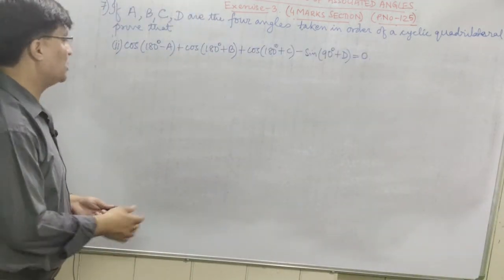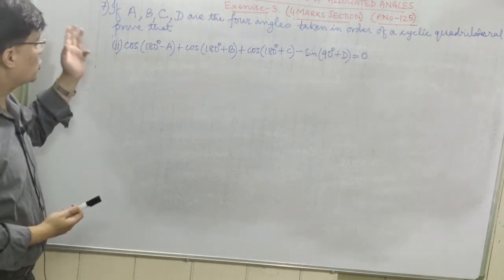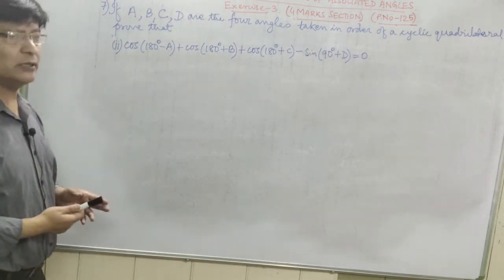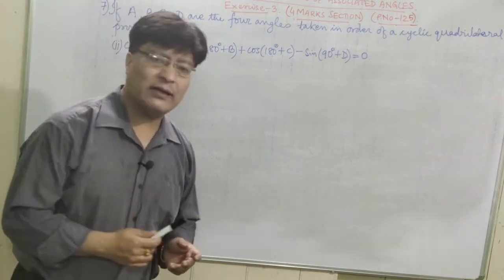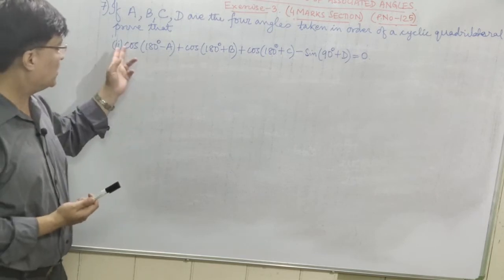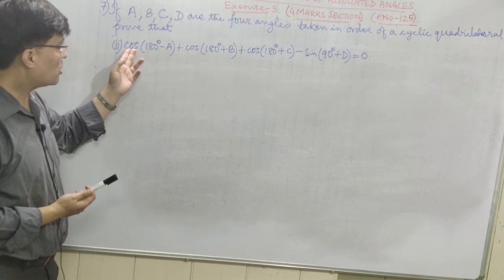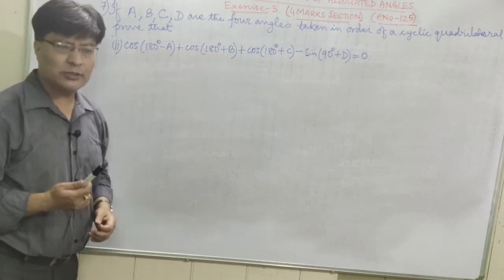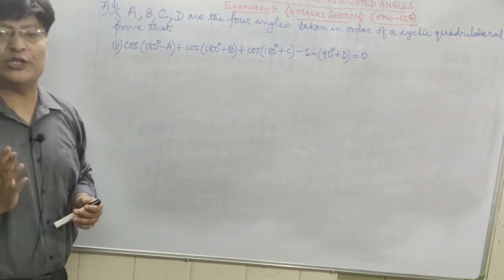So now we'll do the next question, that is question number 2 of number 7. So here the given condition is the same as before. If A, B, C and D are the four angles of a cyclic quadrilateral taken in order, you have to prove this result, that is LHS is equal to RHS, that is cos of 180 minus A plus cos of 180 plus B plus cos of 180 plus C minus sine of 90 plus D is equal to 0.